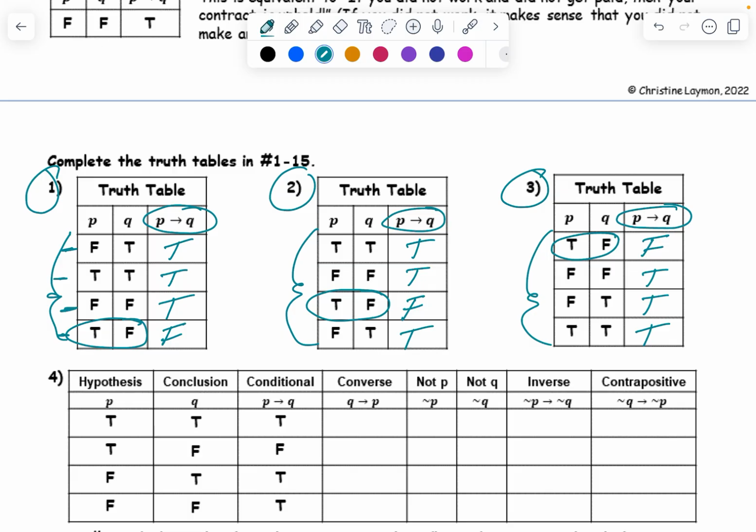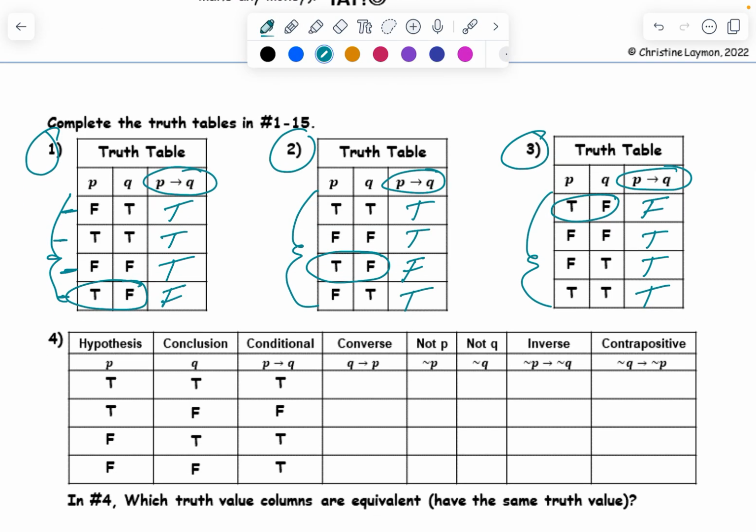But obviously things are going to get more complicated. And if we look at number 4, they actually analyze all forms of the conditional equation.